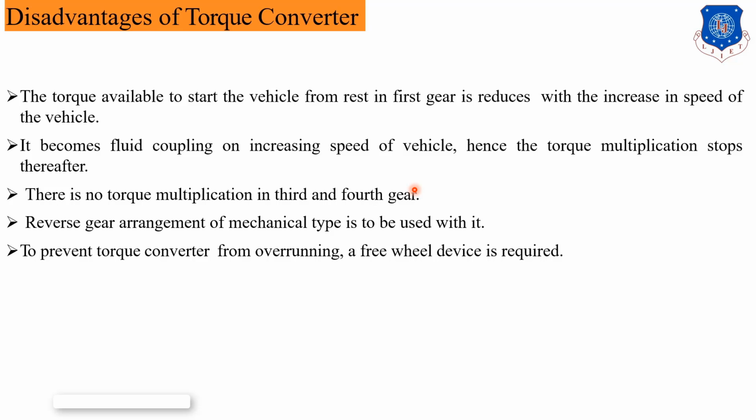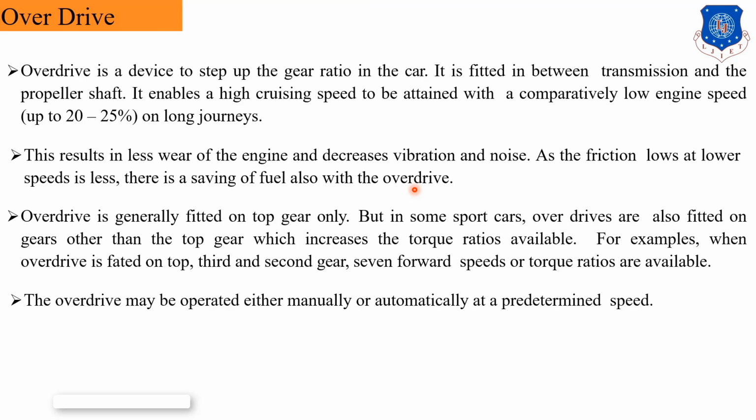Okay, one system is completed, another is overdrive, and last is the CVT, but we may make a separate video on the CVT, which is important. Overdrive is a device to set up the gear ratio in the car. Overdrive is when the speed of the vehicle is more than the engine speed. It is fitted between the transmission and the propeller shaft. It enables a high cruising speed to be attained, that means cruise, like a cruise.